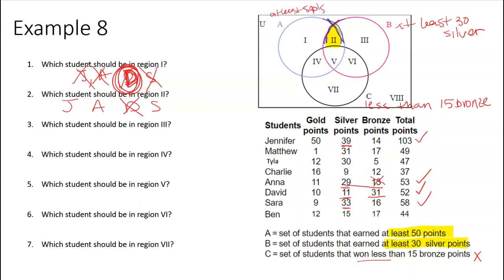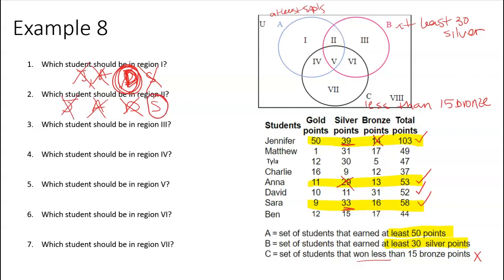So who also won at least 30 silver? So we're looking at these people here, and I'm just going to make my life easy. We're looking at those. We're not looking at David. So who won at least 30 silver? Jennifer, not Anna, and Sarah. So now we want to cross off anyone who won less than 15. So that's going to be Jennifer. So we know that this must be Sarah.